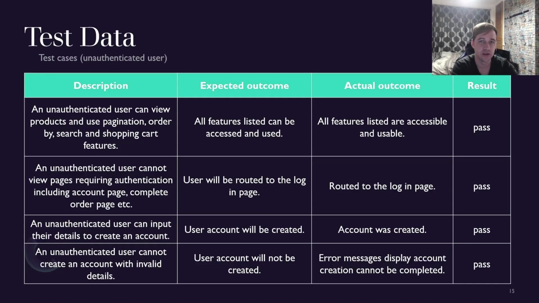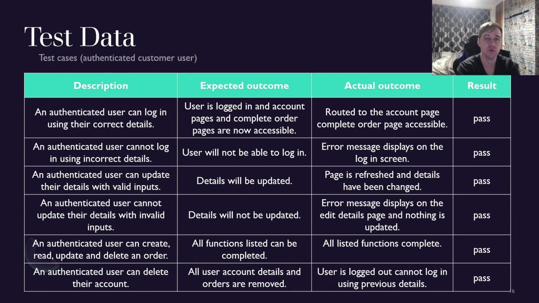On to testing. As I mentioned earlier, I completed the testing iteratively as I was going along, meaning that a lot of the tests were repeated several times. Instead of showing each individual test, I organized them into a summary. So I tested that a majority of the website products and features can be used by an unauthenticated user.